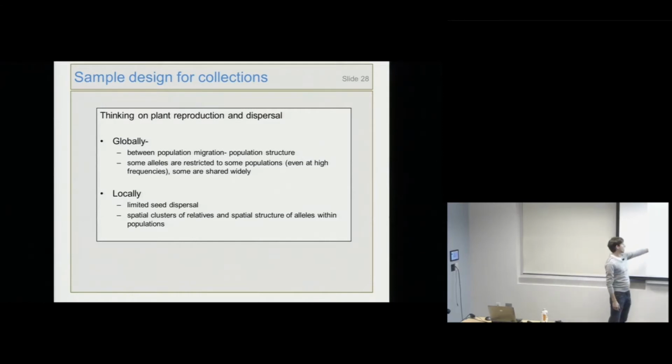We also know that within a population, there's typically limited dispersal, which means that looking at a population in space, there are typically some clusters of related individuals because the seeds don't disperse very far. So we've got some spatial structure within populations as well as between populations. And I think we can consider both of these things when planning a seed collection.